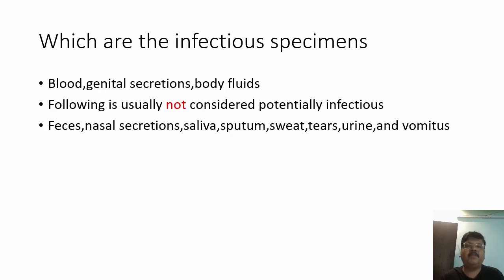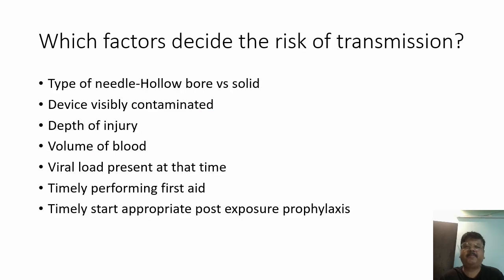Which of the infectious specimens, blood, genital secretions, and body fluids, are considered potentially infectious? But it should also be clear which are not considered potentially infectious. So, feces, nasal secretions, saliva, sputum, sweat, tears, urine, and vomitus are usually not considered as potentially infectious.